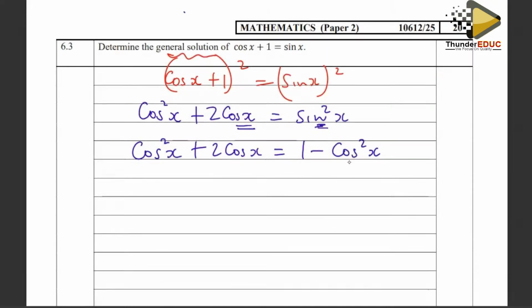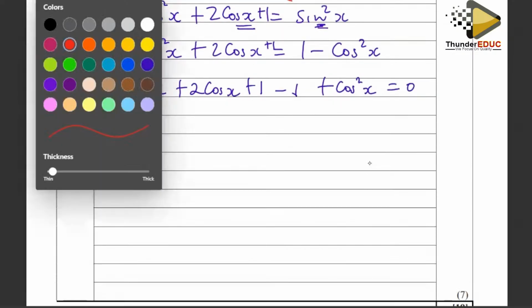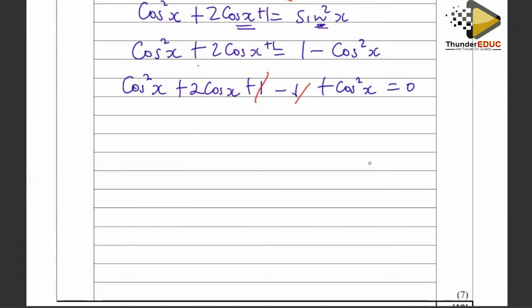Let's transpose and take everything to the other side. There's something I left out. There's a 1 here, because when I'm opening, it's a cos squared plus 2 cos x plus a 1. Good. Let's move everything to one side. Cos squared x plus 2 cos x, okay, plus a 1 minus a 1, and then plus cos squared x is equal to 0. Okay, then cancel out this and that. And then cos squared and cos squared gives me 2 cos squared x plus 2 cos x gives me a 0. What's common? Take out one cos.